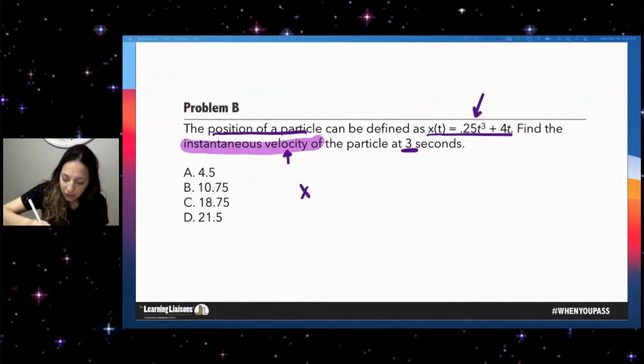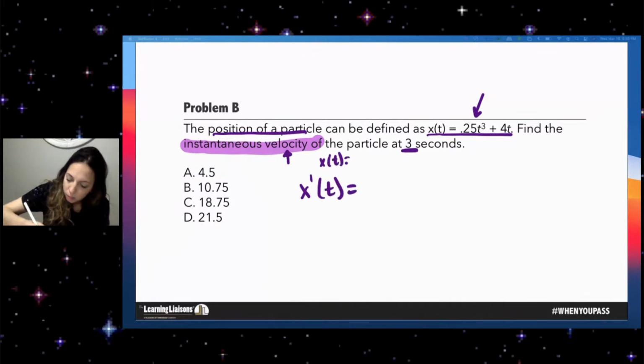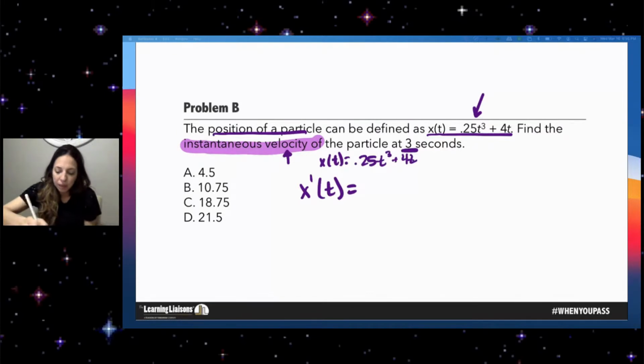We have to find the derivative of that function. So if x of t equals 0.25 t cubed plus 4t, then x prime of t, I'm going to take this, use my power rule, drop the 3. 3 times 0.25 is 0.75. Subtract 1, plus 4, because I dropped the 1, subtracted 1, and I got 0.